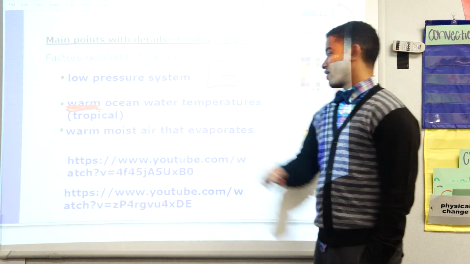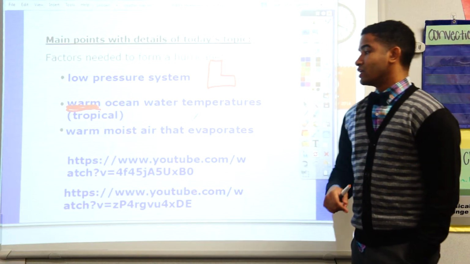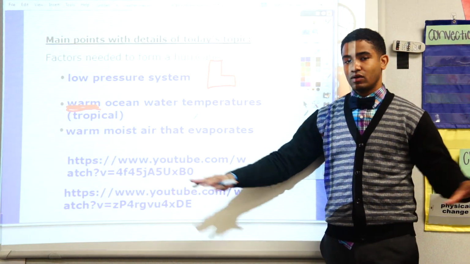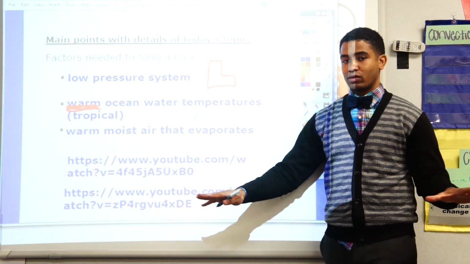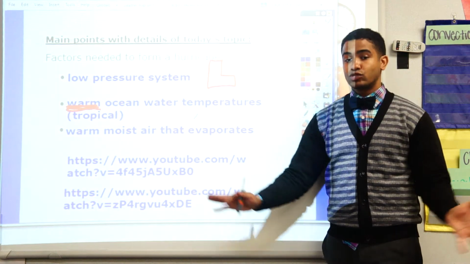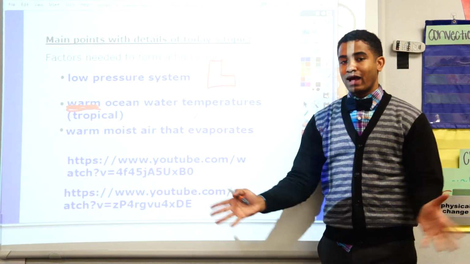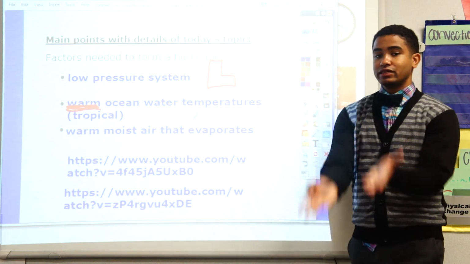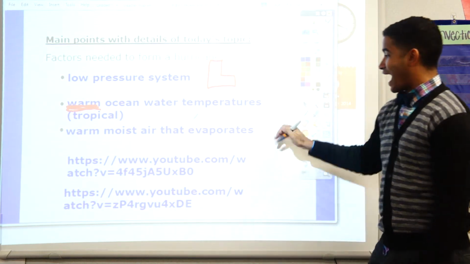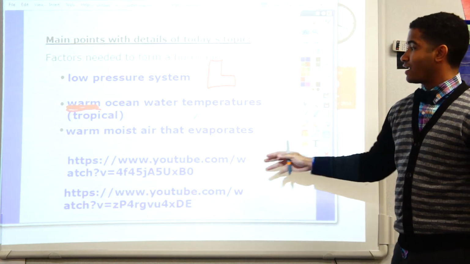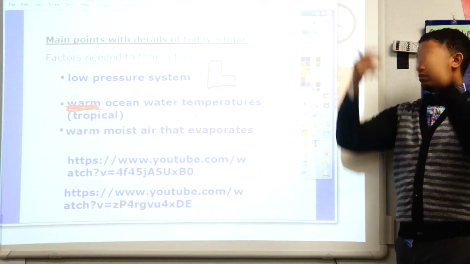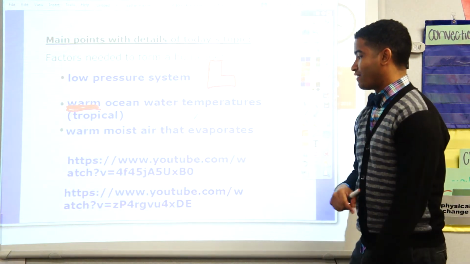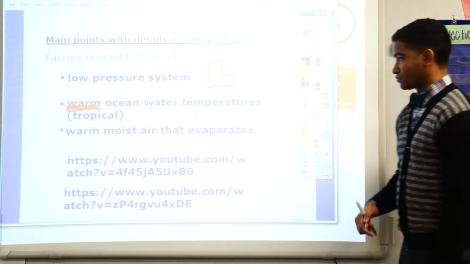Warm, moist air that evaporates. So as the warm oceans, what happens to water when it gets warm? It starts evaporating. So that's rising. When air and water vapor rises, that creates low pressure. So you need low pressure because the atoms or the molecules of water and the air are rising up. So you need warm, moist air that evaporated from the oceans.